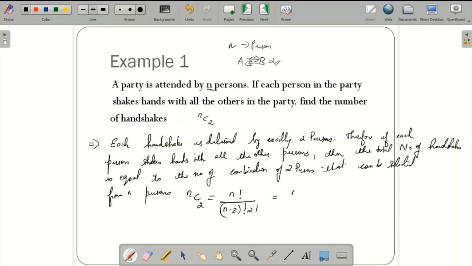So if you just solve, it will be n into n minus 1 into n minus 2 factorial divided by n minus 2 factorial into 2 factorial. So this would get cancelled and it is nothing but half into n into n minus 1. So this is the solution for example 1.